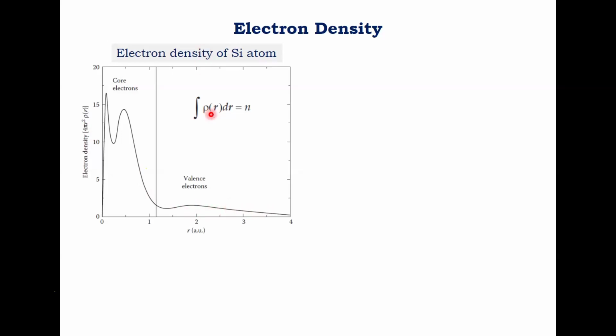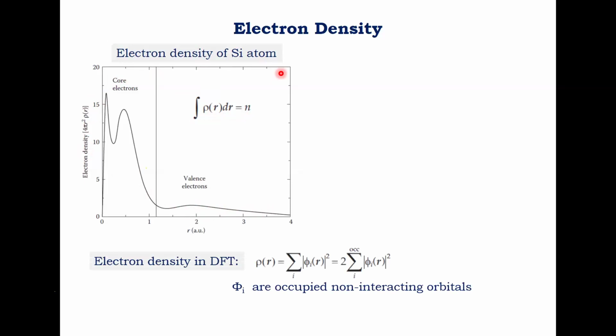Okay, so if you integrate the density of this silicon atom, what will you get? You will get the total number of electrons available in the silicon atom. Okay, so this is how we can basically represent the density of a single atom, right? So how do you write the electron density in density functional theory?